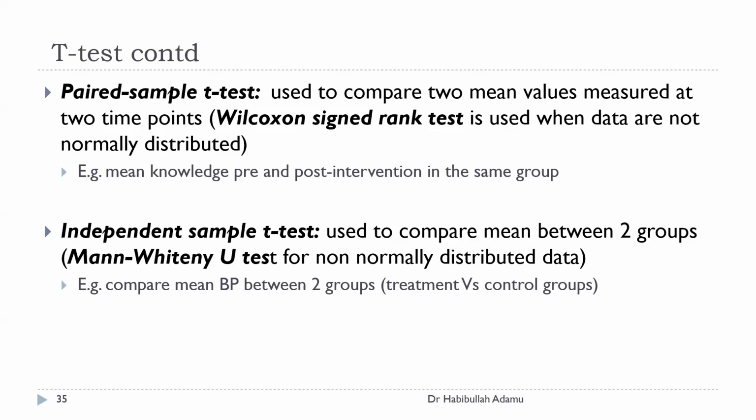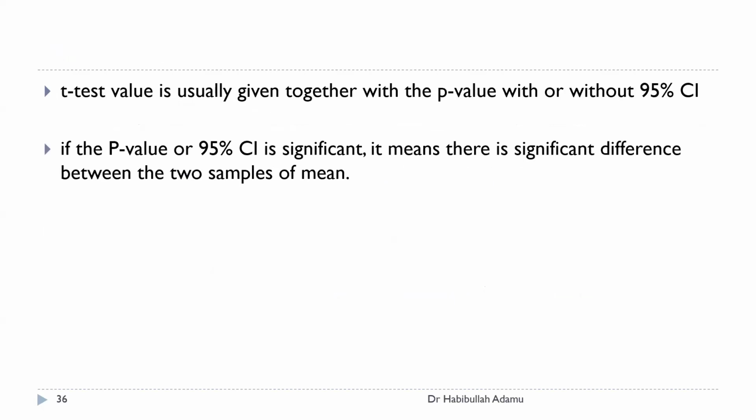So we said t-test is only used for comparing two mean values. If the mean values you are comparing are for more than two groups, please, you cannot use t-test. The option is to use ANOVA, as we are going to see in the next slide. So with t-test, when you use a computer, for example, to compare means, the t-test value is usually given with a p-value.